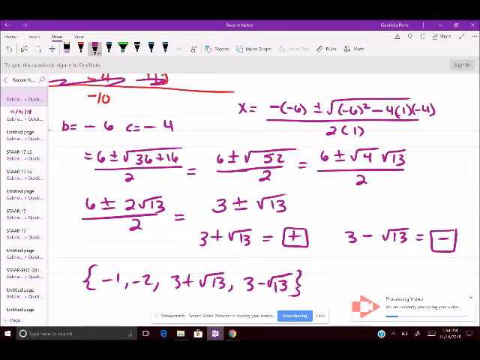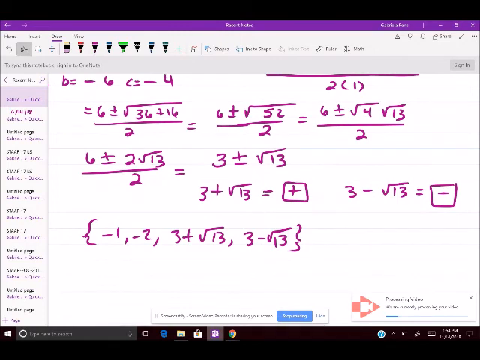So number 5 is an easy one. On 6 and 7, you have to use the quadratic formula. So this is enough for you to do 5, 6, and 7 right now. Let's get to work. 5, 6, and 7.